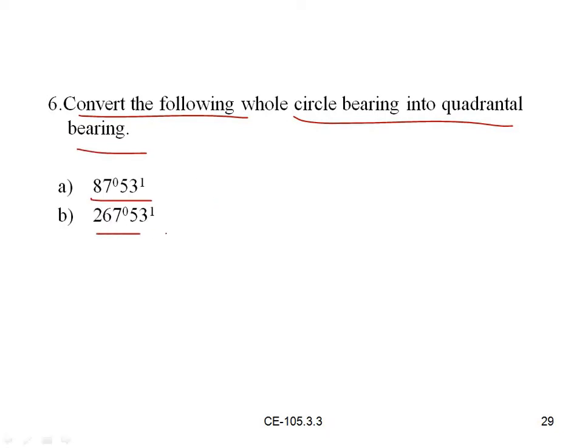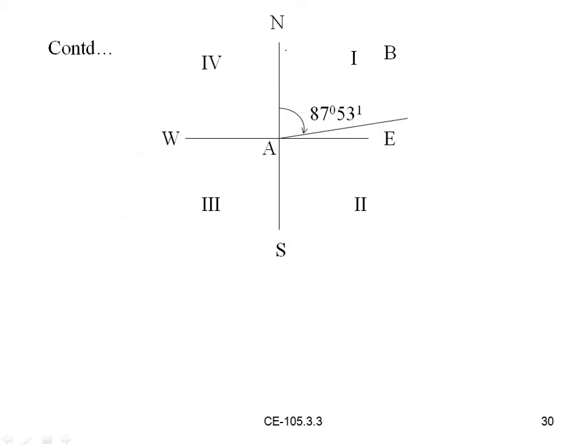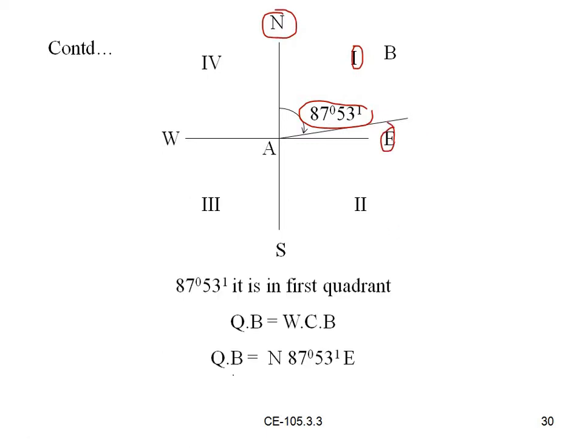Now see the conversion between whole circle bearing to quadrantal bearing: 87 degrees 53 minutes, 267 degrees 53 minutes, 78 degrees 16 minutes, 258 degrees 16 minutes. So now it is in the first quadrant, 87 degrees 53 minutes. It is in the first quadrant, north east. So we have to write this as the answer.